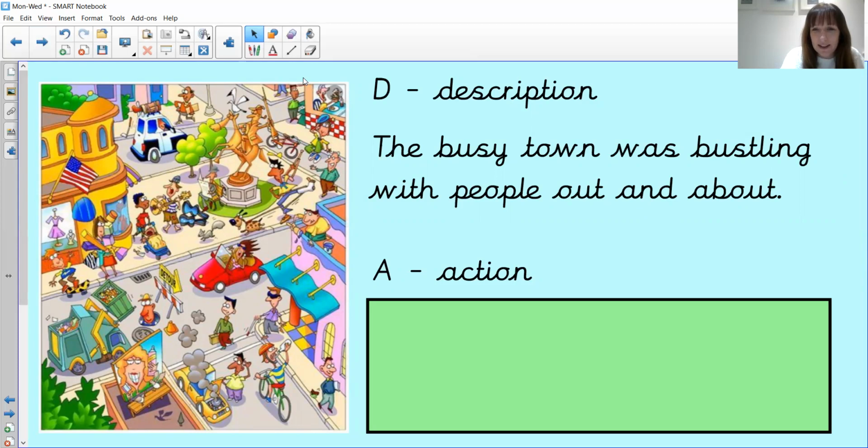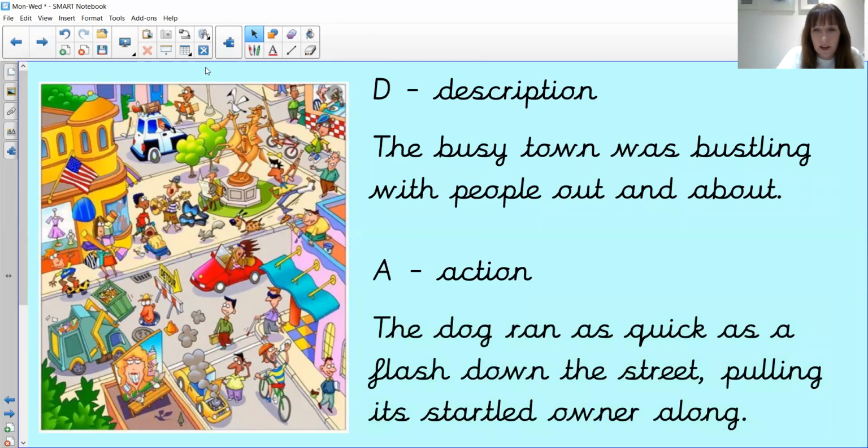Okay, are you ready to go on to the A? I've chosen action for A because we've already had to think about adverbs. So we're going to do action together. So what do I want to write about that's happening in my picture? Because that's what action is, isn't it? It's what is happening. So I've written, the dog, here he is, look, can you see him there? The dog ran as quick as a flash down the street, pulling its startled owner along. All right, so that's my sentence where something is happening.